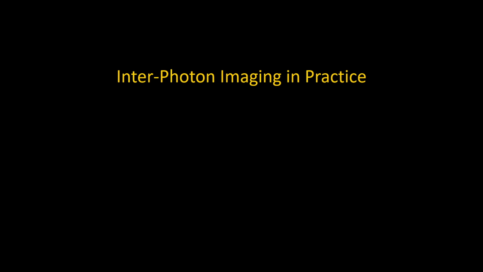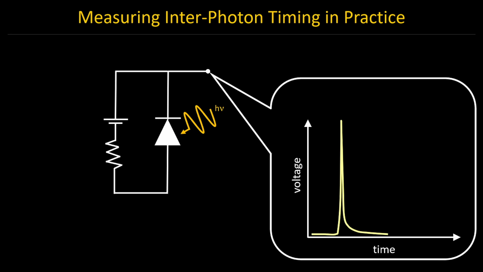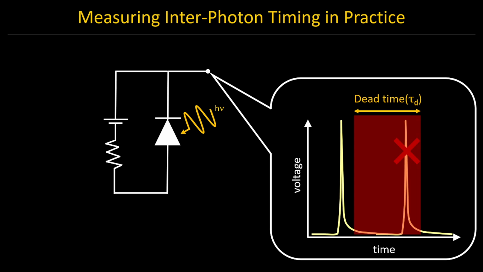Okay, so how do we measure inter-photon time in practice? We use an image sensor called Single Photon Avalanche Diode, or SPAD. SPADs have the unique ability to precisely time tag individual photons. Now, a SPAD pixel does not capture every photon because of a fixed dead time after each photon detection event.